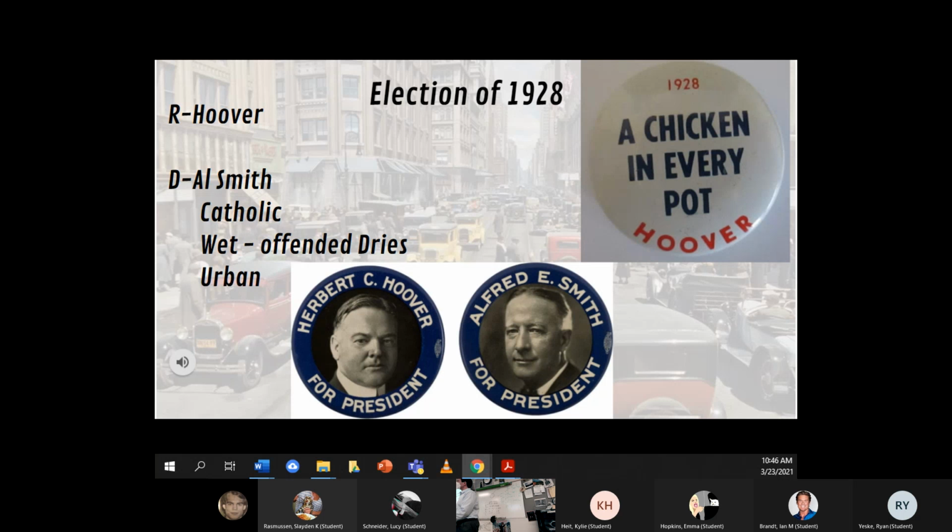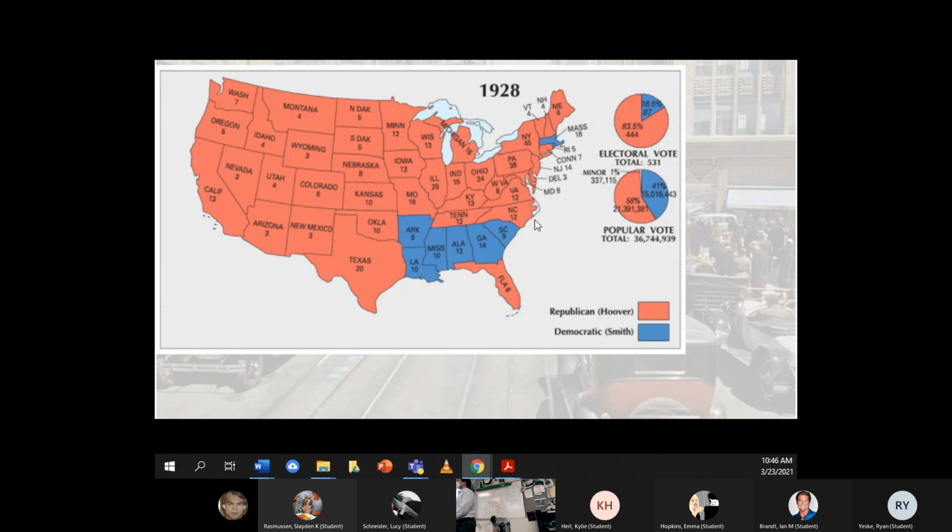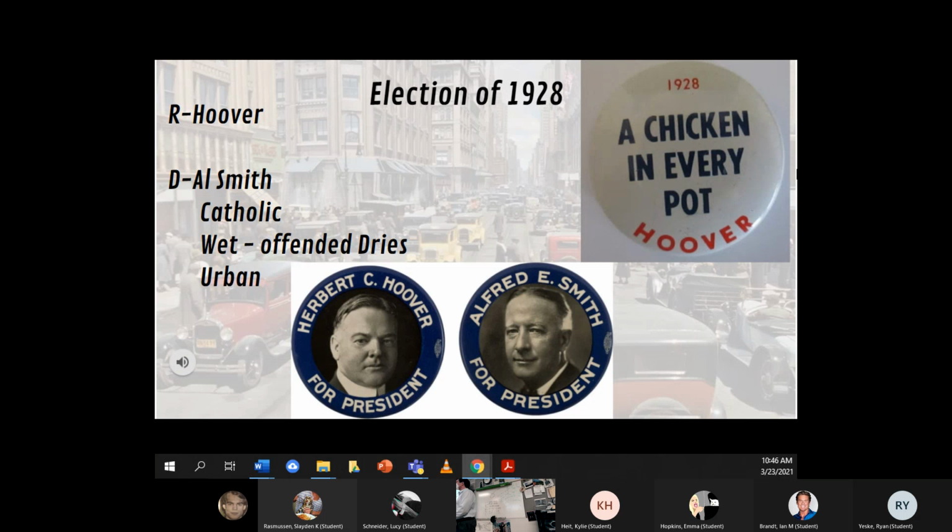By the way, that's a good lesson for don't smoke. Oh yeah, they all smoked then. So with that, did I show you this map? This was a blowout. Hoover won big. The great engineer was president, and he would leave as one of the most unpopular presidents in history. We're not there yet. And by the way, this button would become very ironic.